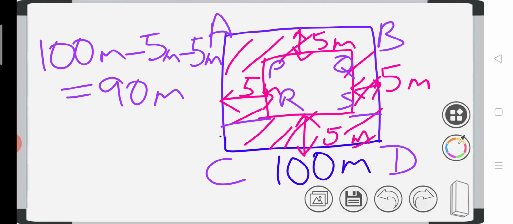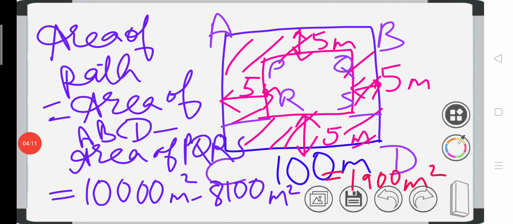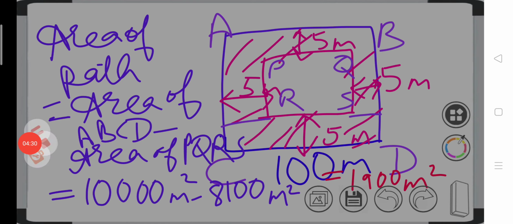So now we will find out the area of the path. So now the area of the path will be area of ABCD minus area of PQRS. It would come out to be 1900 meter square. So the area of the path is 1900 meter square. Now we have to cement this area. So how can we solve this?